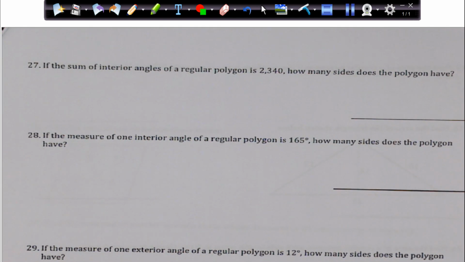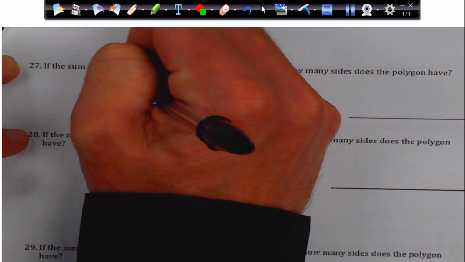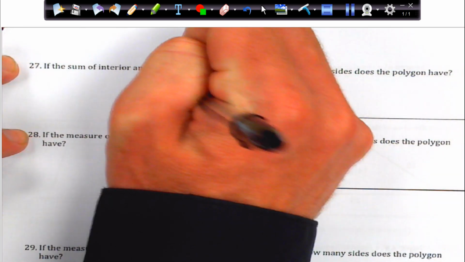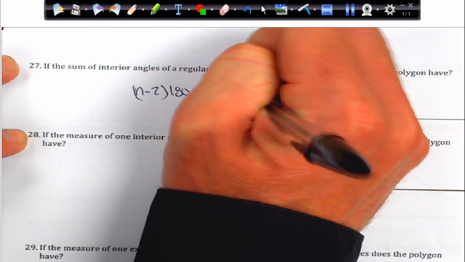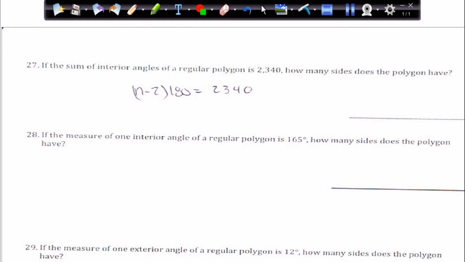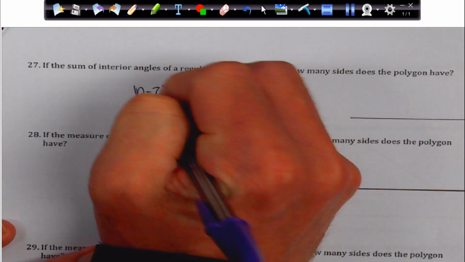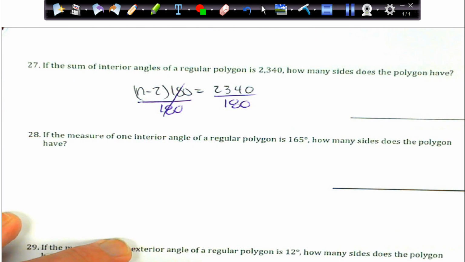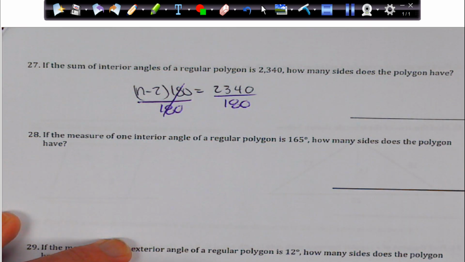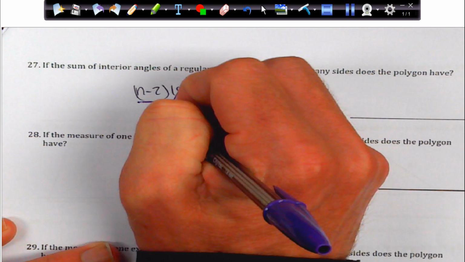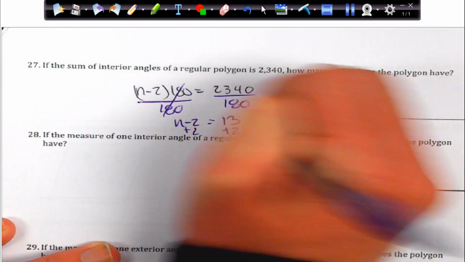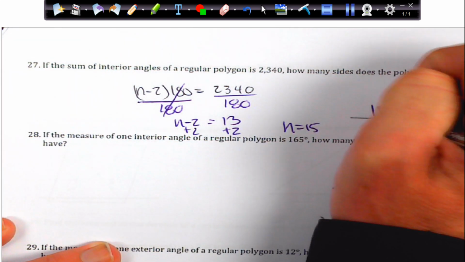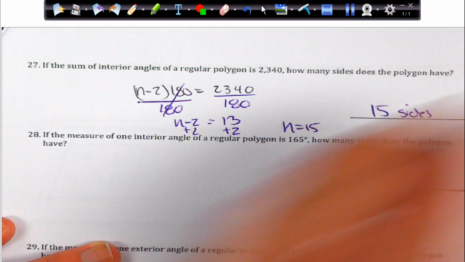Okay, the sum of the interior of a regular polygon is 2,340. How many sides does the polygon have? Well, I just take the formula n minus 2 times 180, and I set it equal to my sum, and now I solve. Well, to solve this, we just divide by 180. That will cancel that out. Divide that by 180, so 2340 divided by 180 is 13. N minus 2, add the 2 over, and n equals 15, so it's 15 sides.